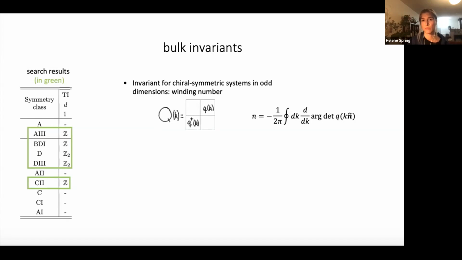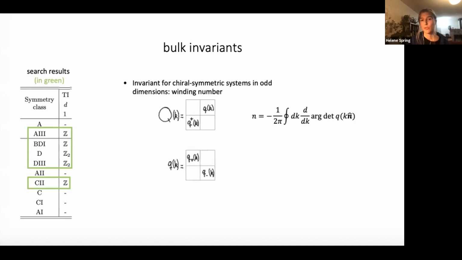For a trivial system, this number is 0, because we don't expect any protected modes at the edge. What we find here when we calculate it is that it's also 0. So either our system is trivial or we haven't found the right invariant yet.